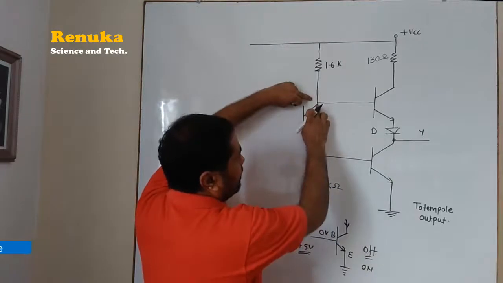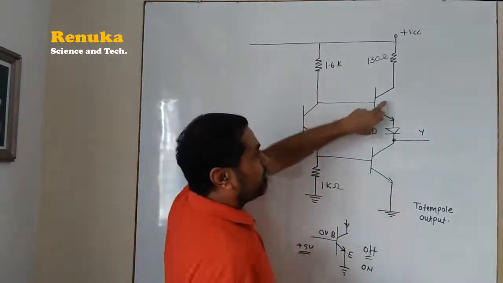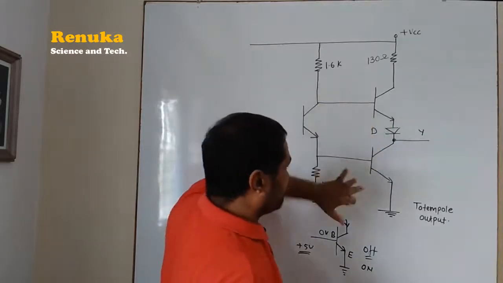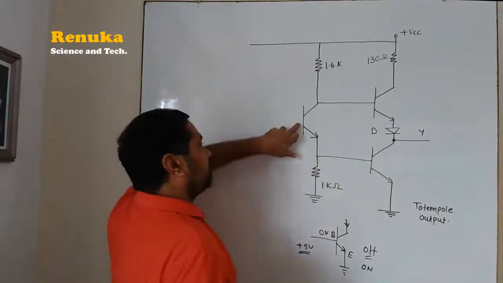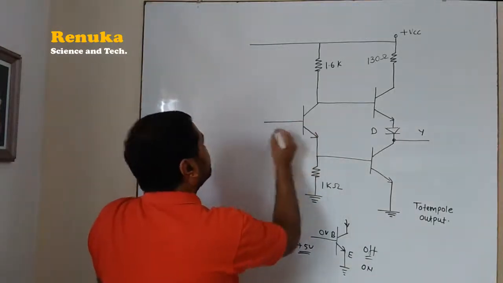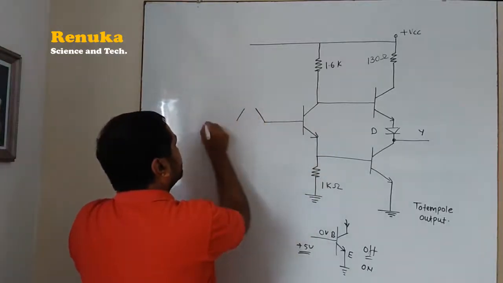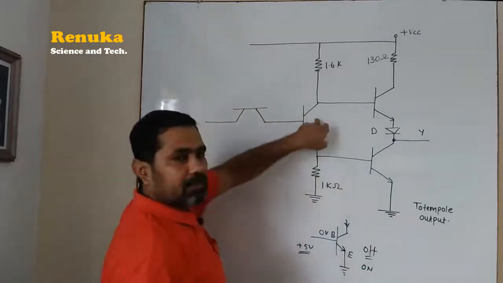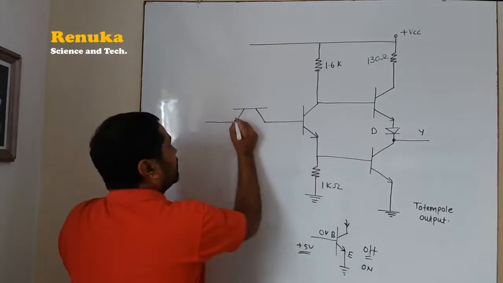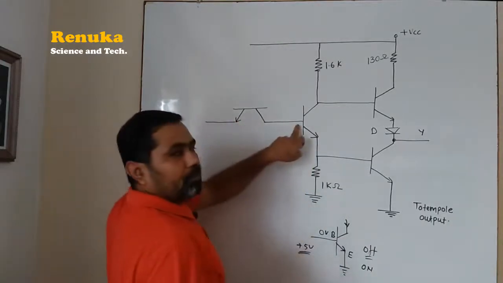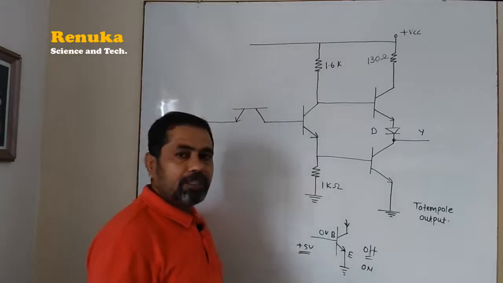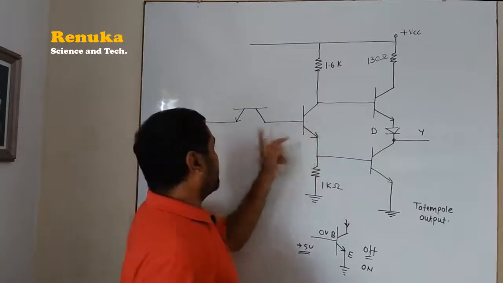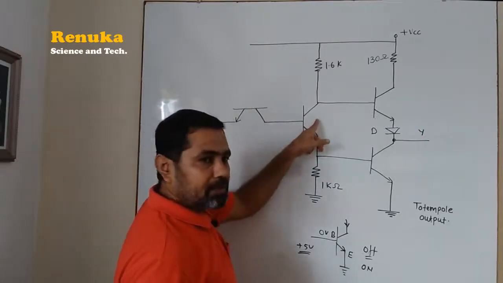How? The collector, that is the output of this transistor, is connected to the base of this transistor, and the emitter is connected to the base of this transistor. In this way, this circuit is completed. Now again, to drive this transistor, we have to make another connection here. This transistor has to drive the base of that transistor. We know that in any transistor the output is taken across the collector, so the output of this transistor drives the input of the next one. That is why the collector is connected to the base of this transistor.